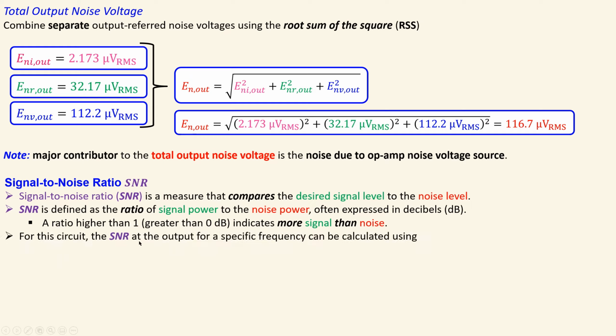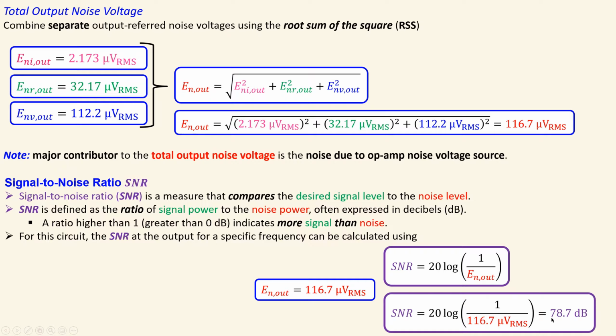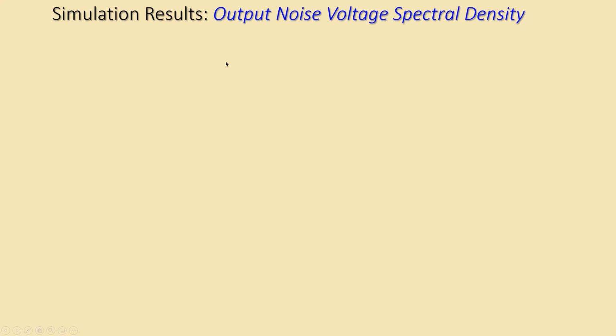Now for this circuit, the SNR at the output for a specific frequency can be calculated using this formula. You need the total output noise voltage in RMS. Now we have this, and if I substitute that in here, I will have 78.7 dBs, and we will also verify this shortly. Okay, let's now look at the simulation result, the output noise voltage spectral density first.